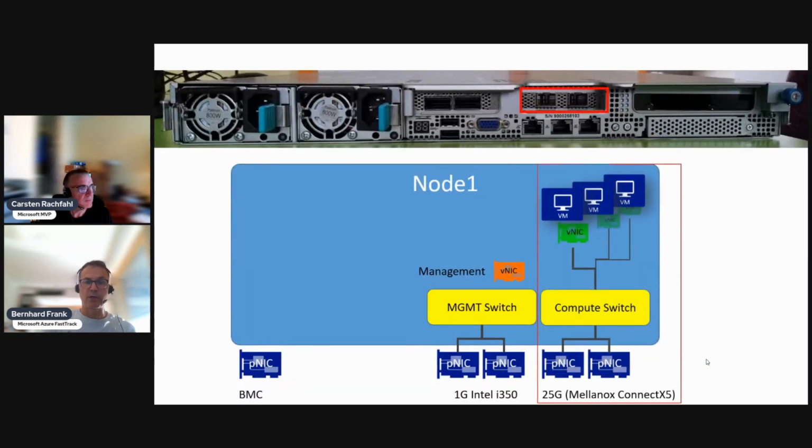From a hardware perspective, looking at our nodes, this is this adapter here, the 25G Mellanox adapter with 2 ports. We are stitching these 2 ports together in a compute switch, a SET switch, which we call compute switch. And on top of this, the virtual machines' virtual network adapters will be created. All right, so that's, I think, it.